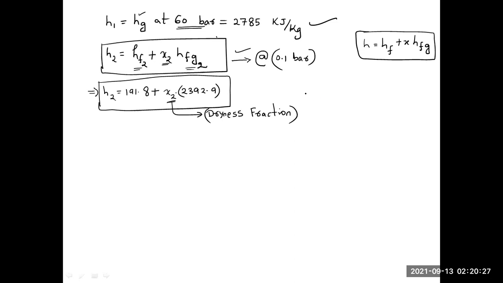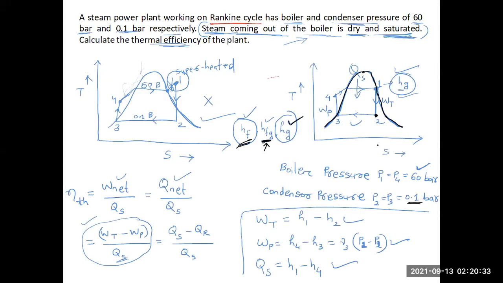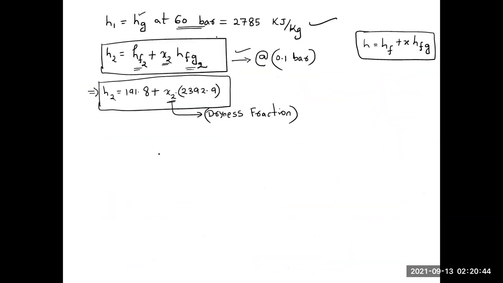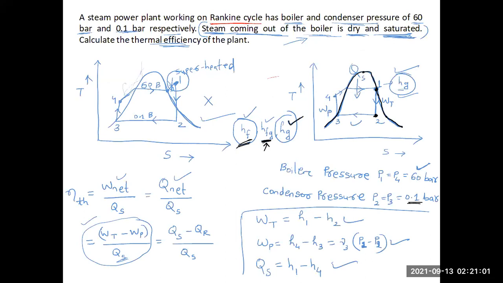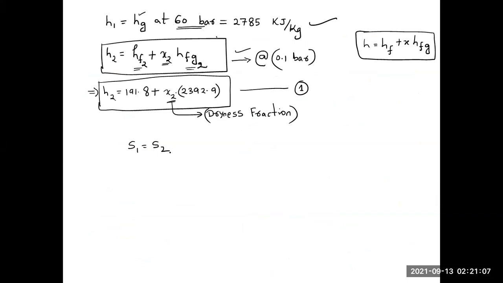For that thing, one formula is there. We have to see this 0.1 to 0.2. Entropy is constant, it is vertical line. It is isentropic process. So whatever the entropy is there at 0.1, the same entropy will be there at 0.2. So you can write s1 equal to s2. Suppose this is equation number 1. Because here this x2 is unknown, we will give it equation number 1. Now we have seen from 0.1 to 0.2, entropy is constant. It is vertical line. So entropy at 0.1, that is s1, equal to entropy at 0.2, that is s2.